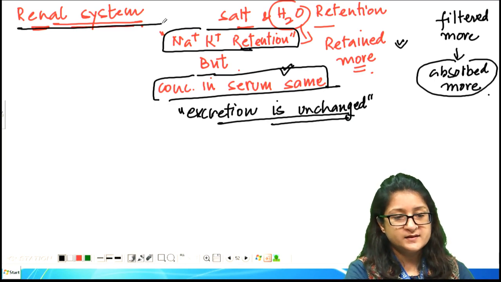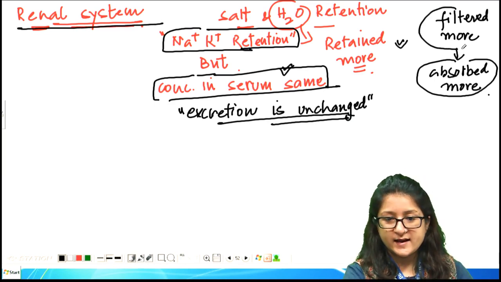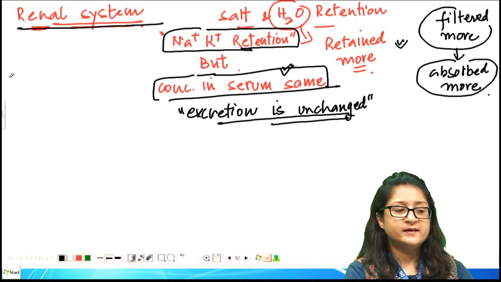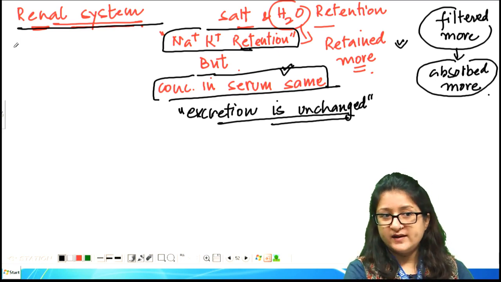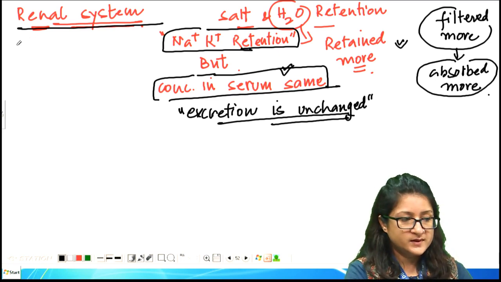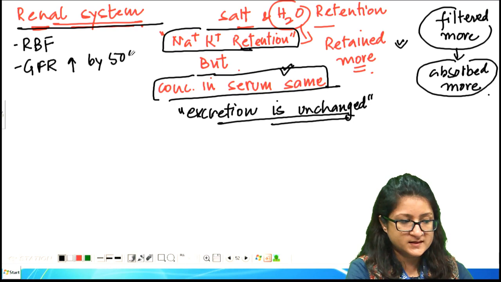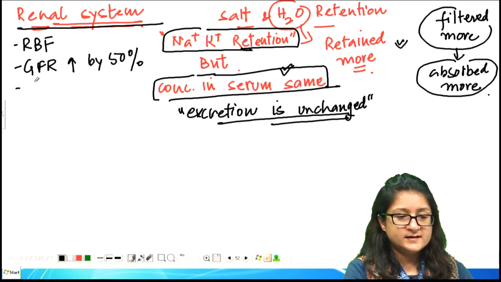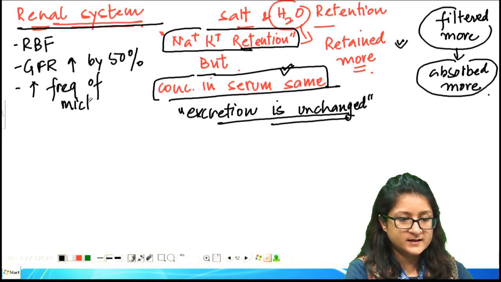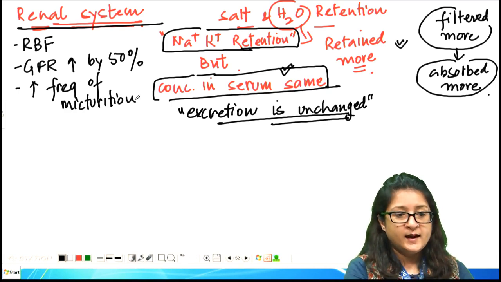So what happens in the renal system? Why are these ions filtered more? I told you that blood flow is increasing to all the organs. So similarly, the renal blood flow and the GFR increase by about 50%. Okay, this leads to increased frequency of micturition, right?